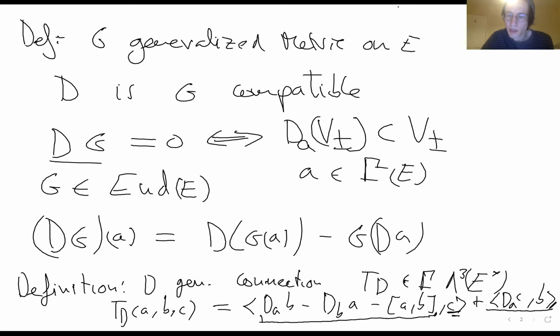Can you say why it is skew symmetric with C? Why is it skew symmetric with C? What do you mean? It's supposed to be skew symmetric in A, B, and C? Yes. I mean, you just apply the fact that this D is compatible with the pairing and the actions of the Courant algebroid. It follows from that. And in the case of an exact Courant algebroid, which is the case we are considering, you can just calculate the most general formula for a generalized connection, and you will see it explicitly.